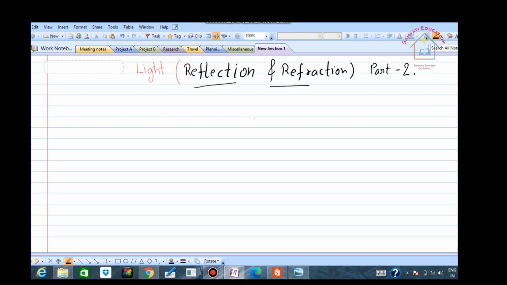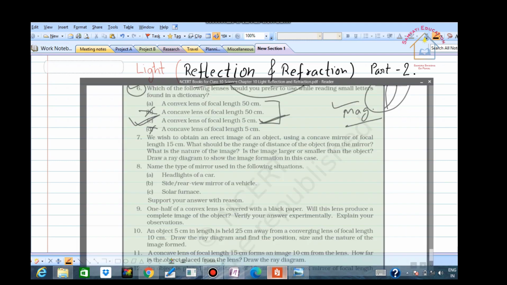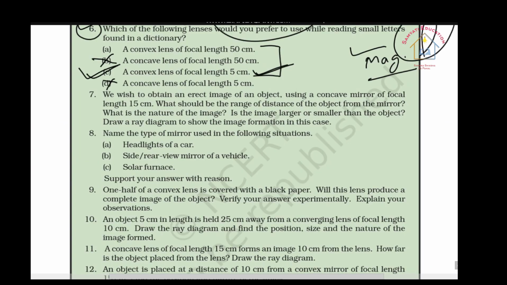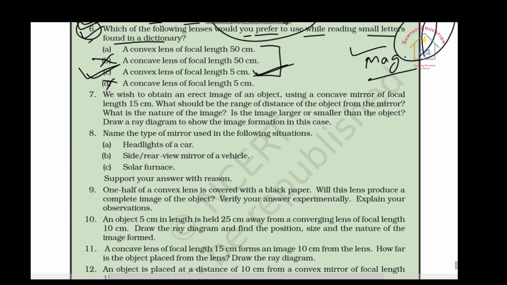Reflection and refraction part 2. Here are our questions. Question number 6. Which of the following lens would you prefer to use while reading small letters found in a dictionary?